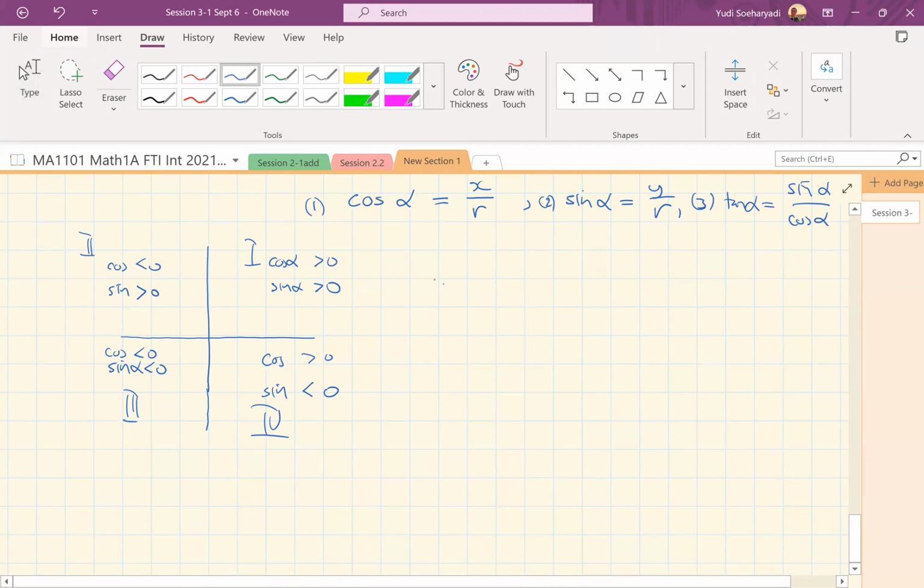For example, cosine of 45 degrees: this is 45. If the hypotenuse is 1, x and y should be the same, and x squared plus y squared equals 1, so x squared is 1/2, so x is 1/2 square root of 2. In this case, cosine 45 degrees equals sine 45 degrees.